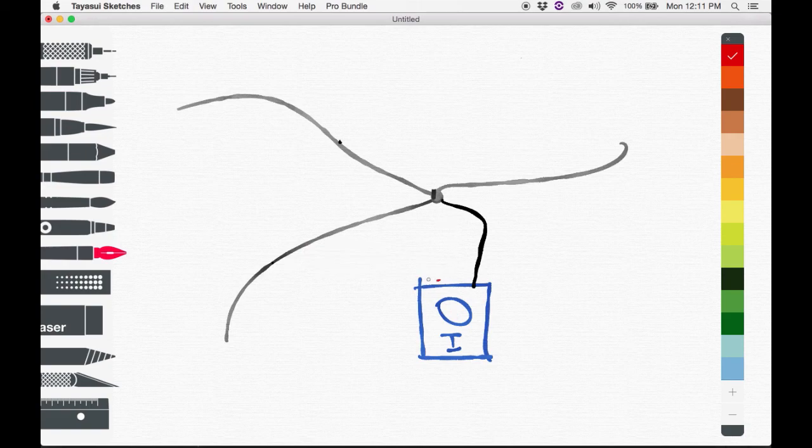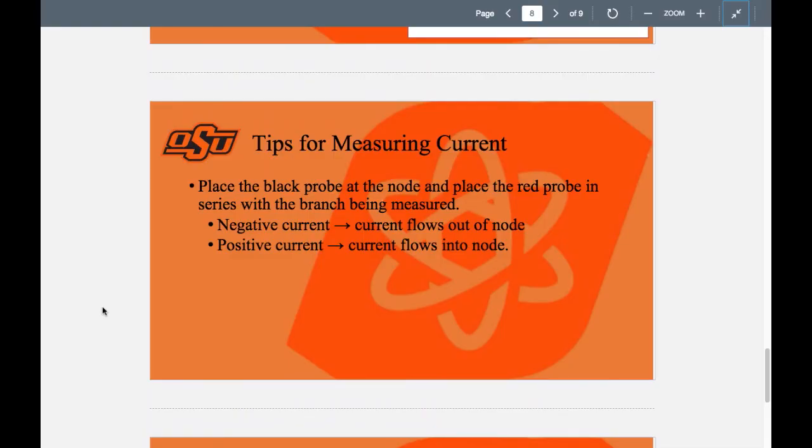Or, for example, connected to this branch and you get a negative reading, that means the current is going away on that branch. And as long as you keep the black probe on the node all the time, then it will always give you the proper reading with the signs, and then when you add all those currents up, you should get something very, very close to 0. I think that should be all the information you need to go ahead and complete the lab.